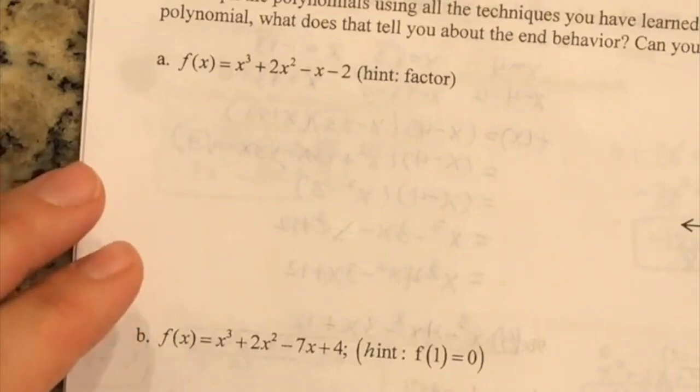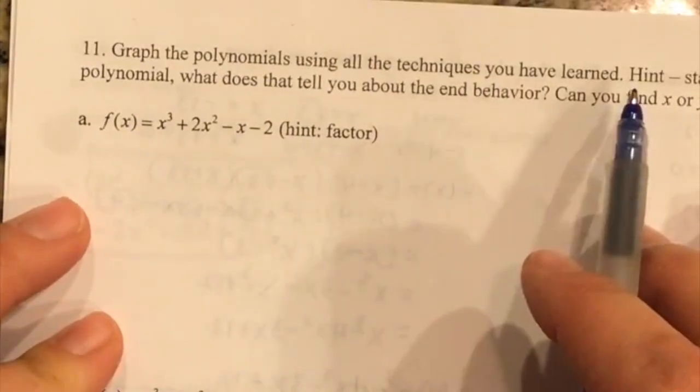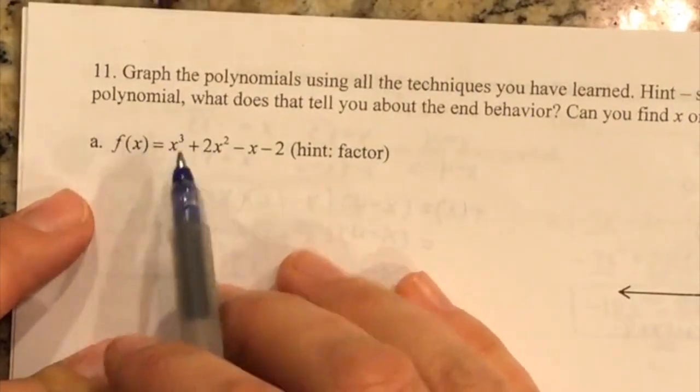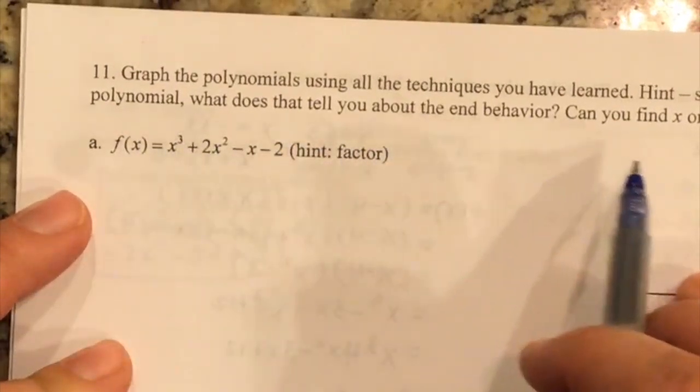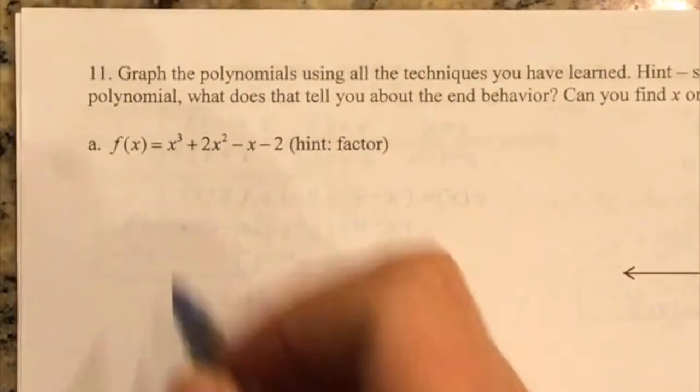Oh, the fun part, the graphing. Here we go. So graph the polynomial using all the techniques that we have learned. We're going to start with the degree of the polynomial, use that for our end behavior, and then do some x and y intercepts. We're going to do some factoring. It even tells us to factor right there.